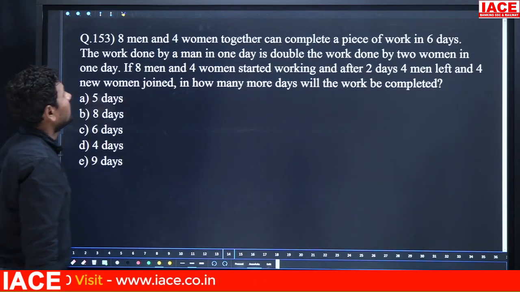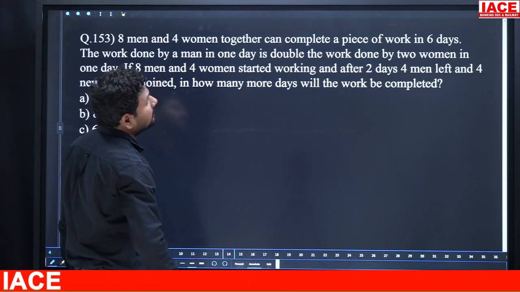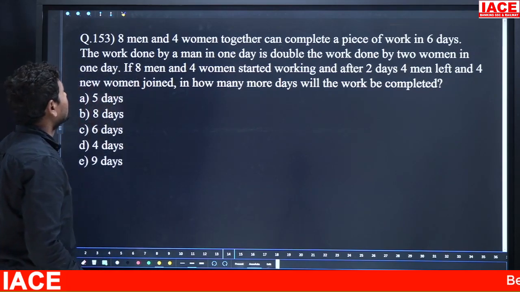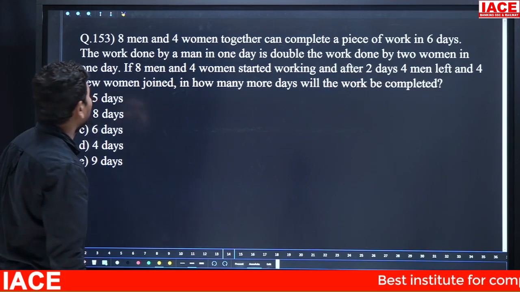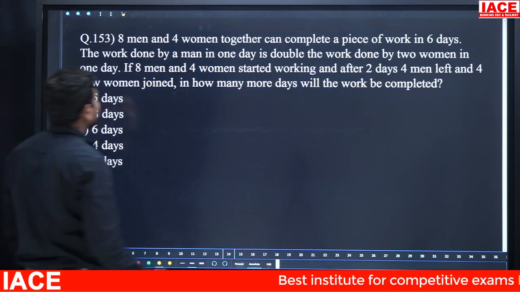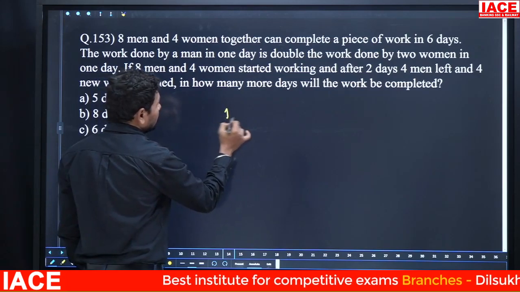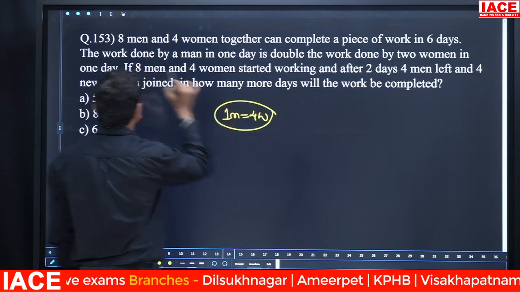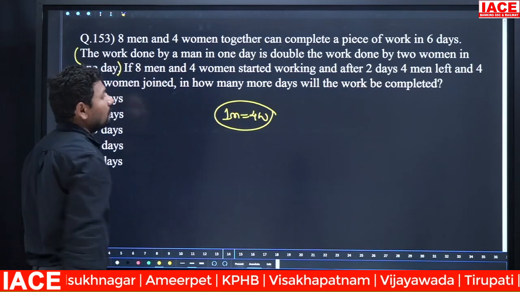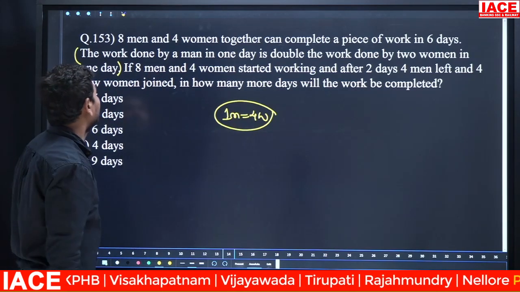Next, 8 men and 4 women can together complete a piece of work in 6 days. The work done by a man in 1 day is double the work done by 2 women in 1 day. That means here one man is equal to how many women? 4 women. From this line, what can we write? One man is equal to 4 women we can write.